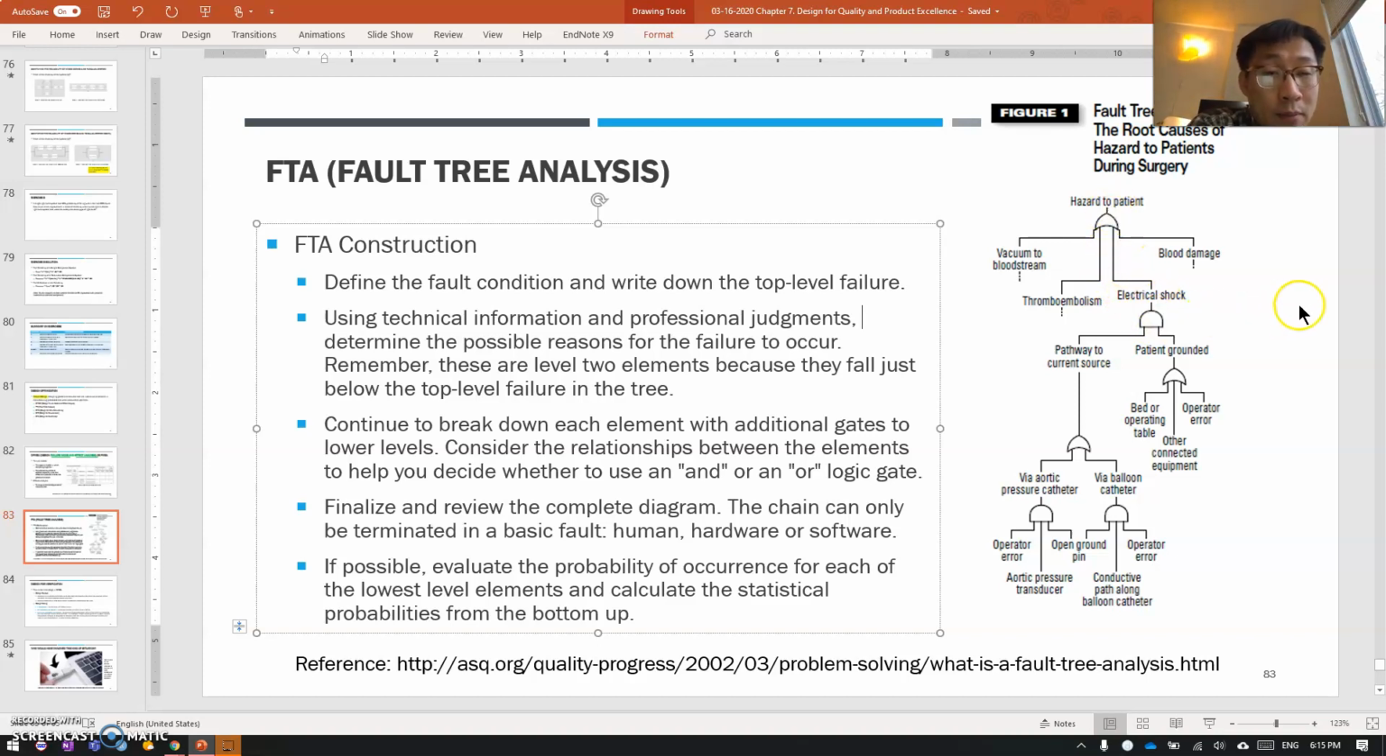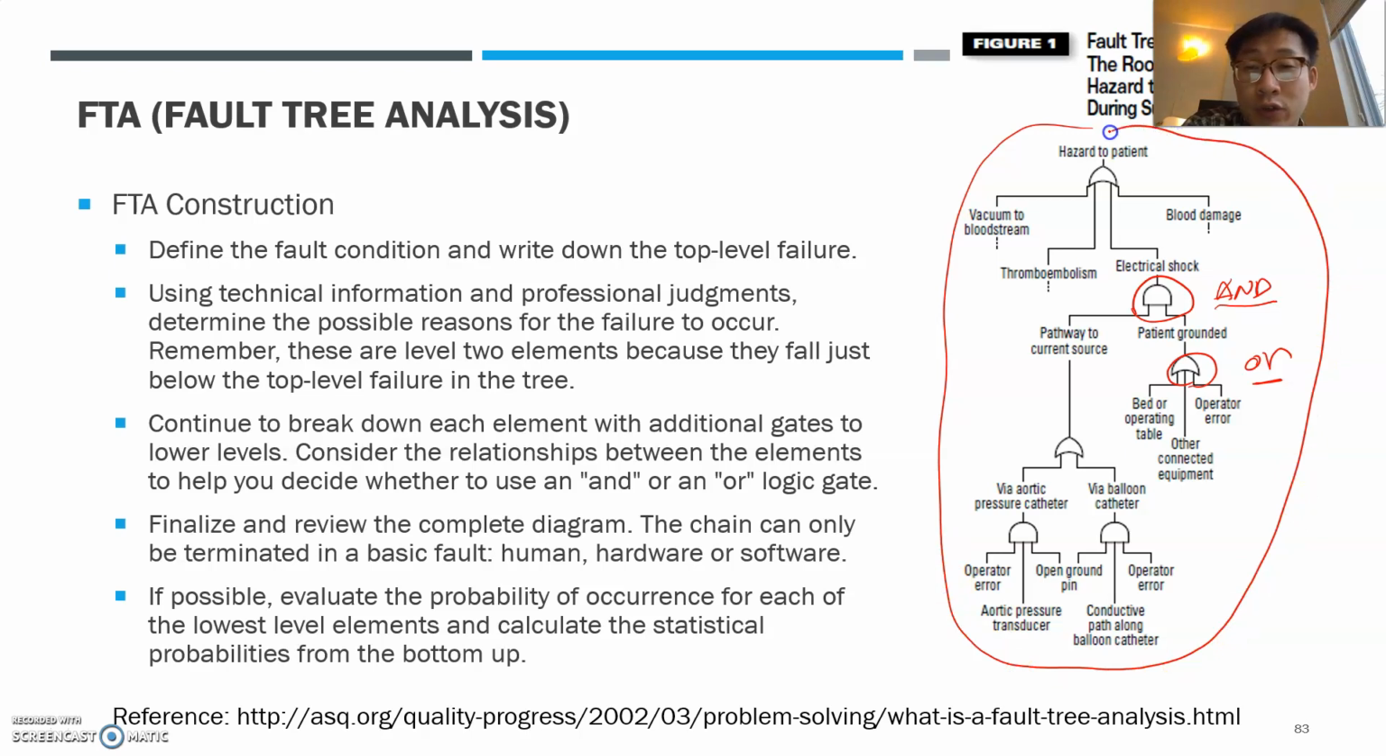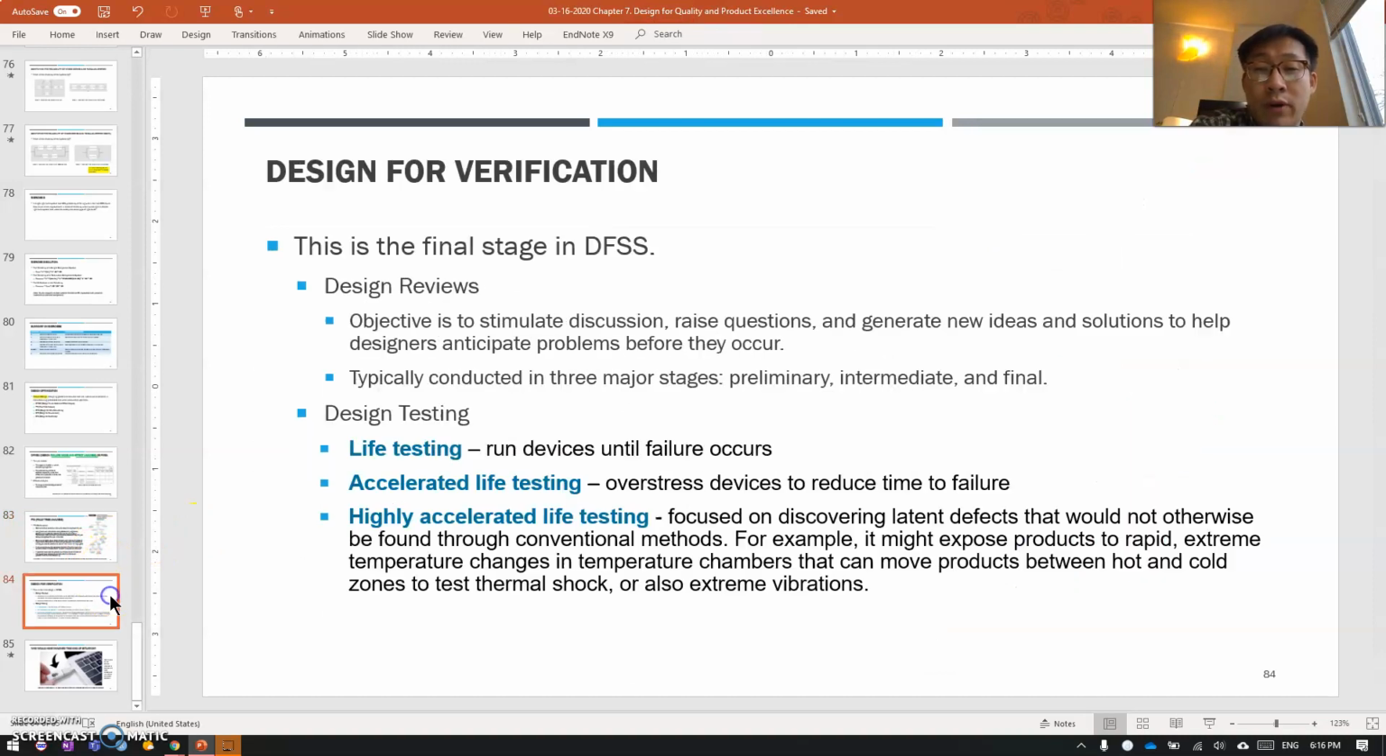You keep developing it. But if you look at some of the nodes in here, they look different. Some of them mean AND, logically. Some of them mean OR. So when it is AND, you need to avoid both from happening. For OR, you need to avoid either one of them from happening. Okay, so eventually you can draw a very, very tall fault tree analysis that can help you, in a hierarchical fashion, develop what potential faults can occur during the production or the service delivery processes.